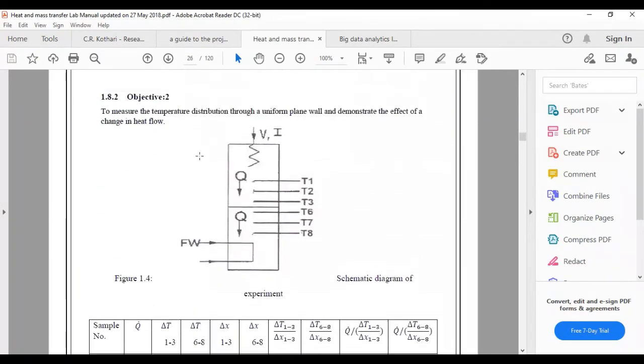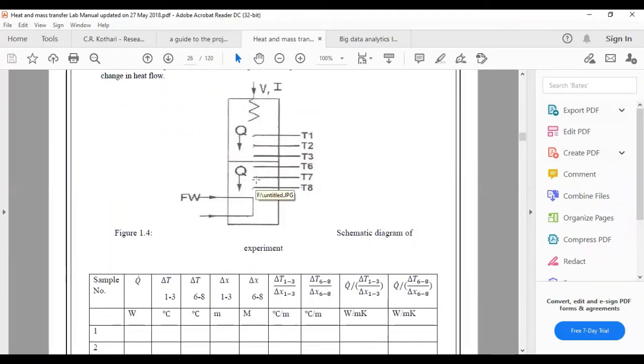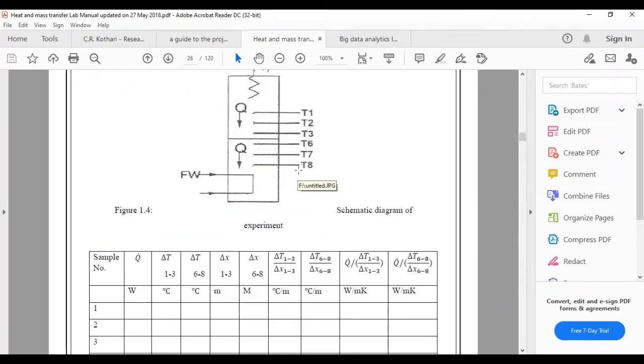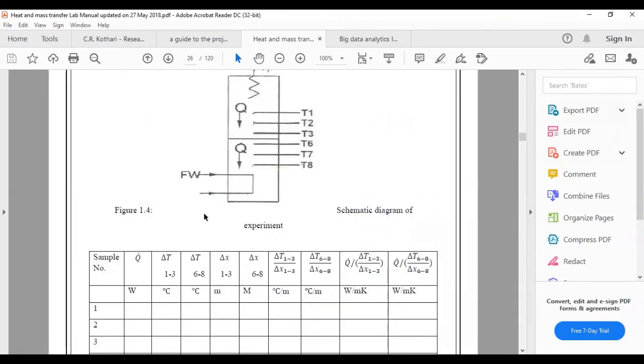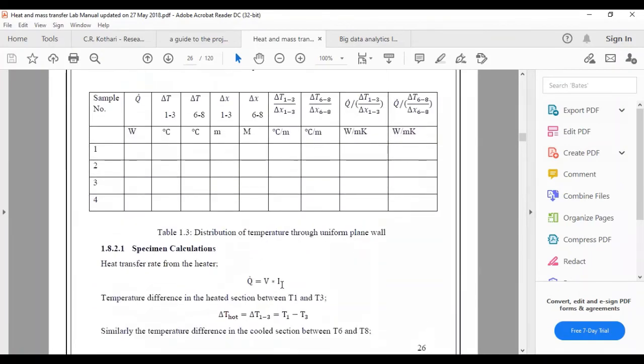The readings are the same, and this is again the same schematic diagram. You can see again these are all the values of temperature. You have measured T1, T2, T3, and up to T8. So now what you will do, you will calculate this Q, and obviously again the formula is V into I. Q is equal to V into I, and then this is delta T from 1 to 3. Meaning you will get this delta T 1 to 3 from T1 minus T3. You will subtract the value of temperature from the third thermocouple from the first thermocouple.